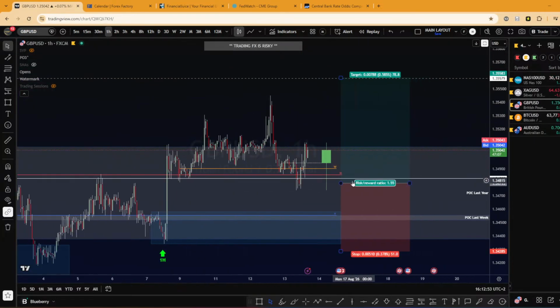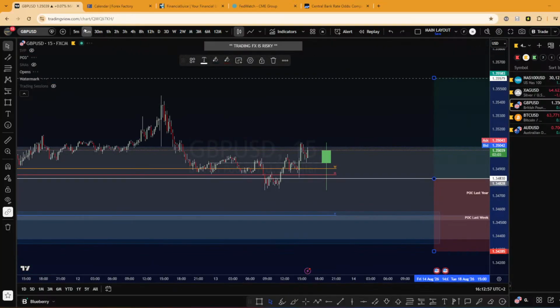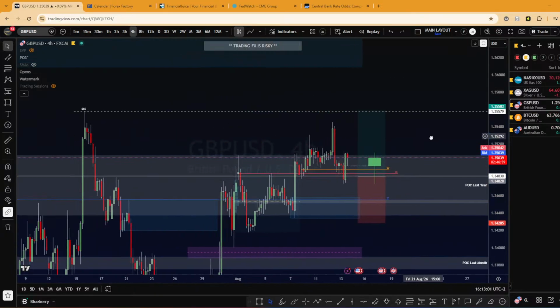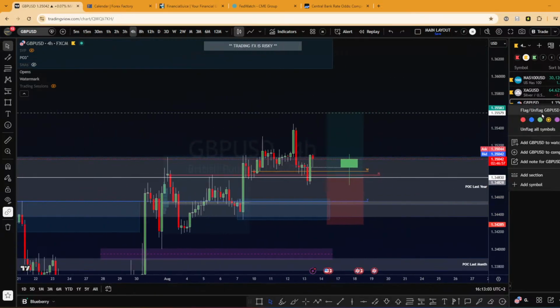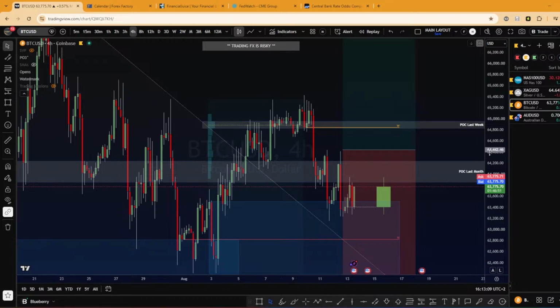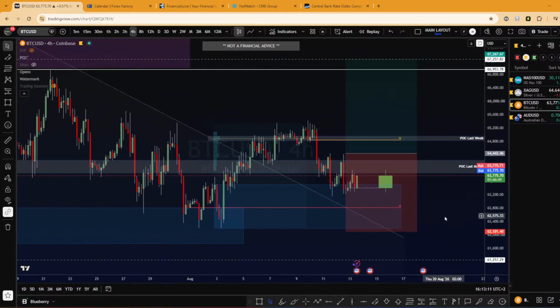Yeah, it seems like the pound is pushing. Oh my goodness. As I said, I don't want to trade the pound, so I will get rid of this. So Bitcoin, interesting. Bitcoin is struggling.